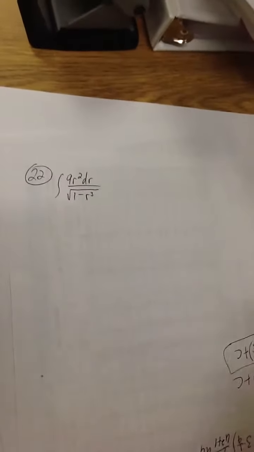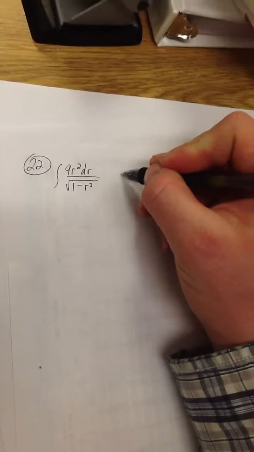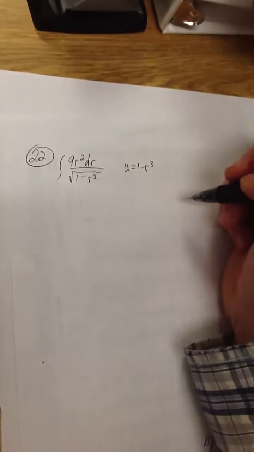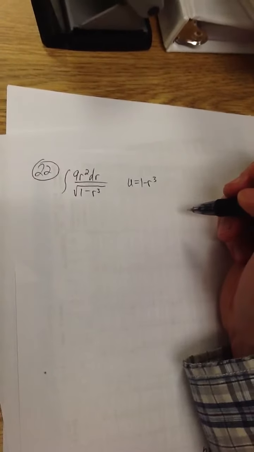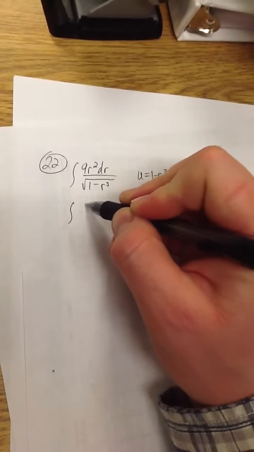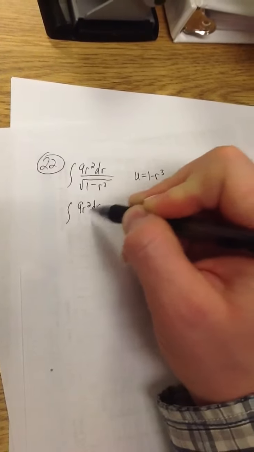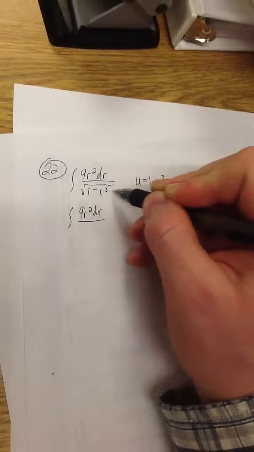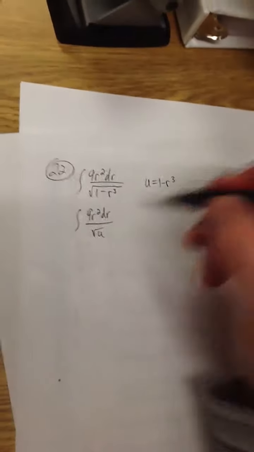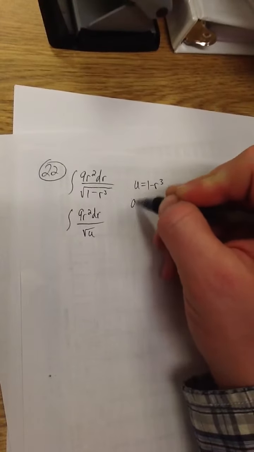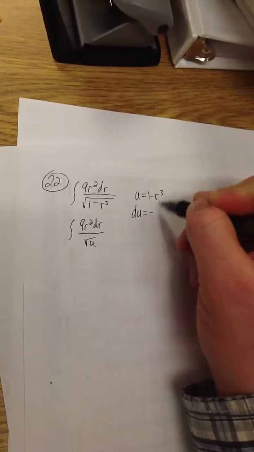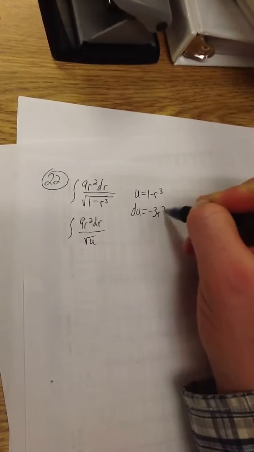Okay, so in this one they give you that, and this one's more of the normal style where they say u equals 1 minus r to the 3rd. Okay, so that makes it easier. So now we just have the integral of 9r squared dr over the square root of u. Well, okay, we need du now, so du equals the derivative of that, which would just be bring down the 3, negative 3r squared dr.